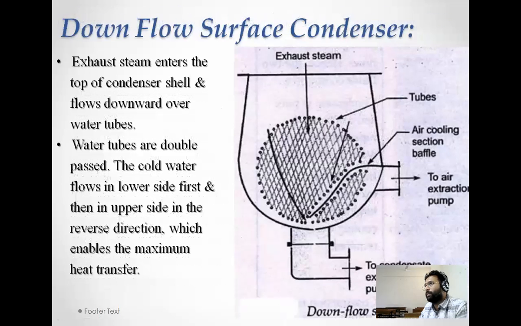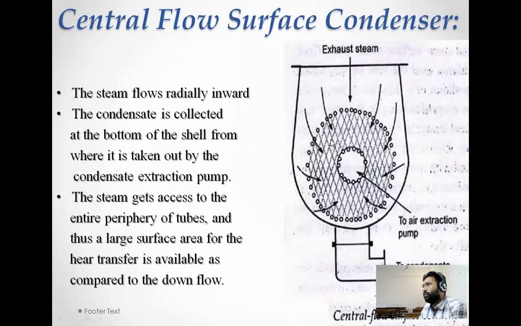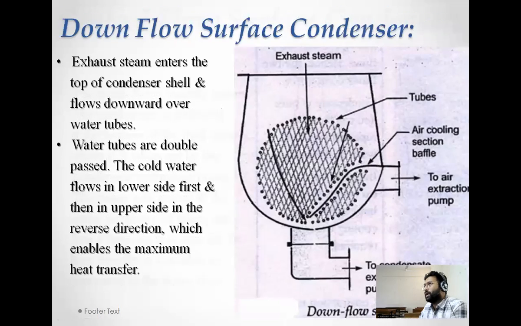In downflow, what was happening? The steam was directly coming in the downward direction. Compared to downflow, here the steam is flowing in the axial direction. In the axial direction, steam comes in contact with the maximum area of the pipe, and in downward flow the complete area of the pipe is not utilized.